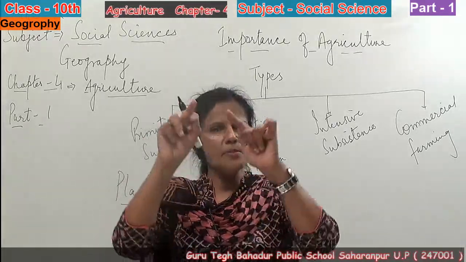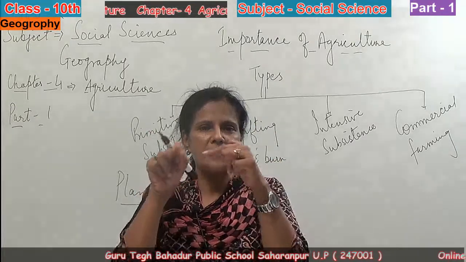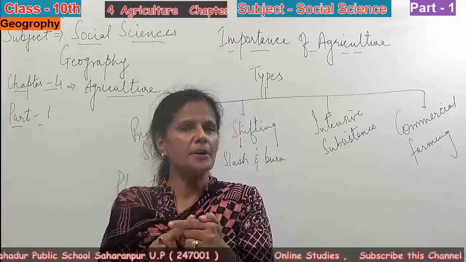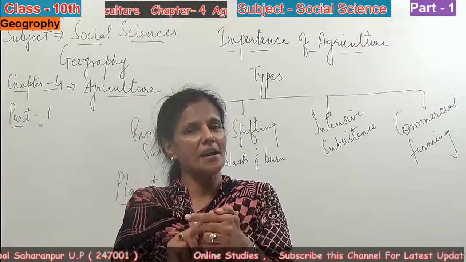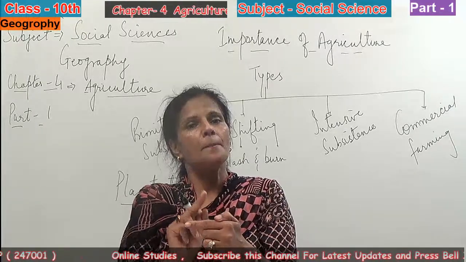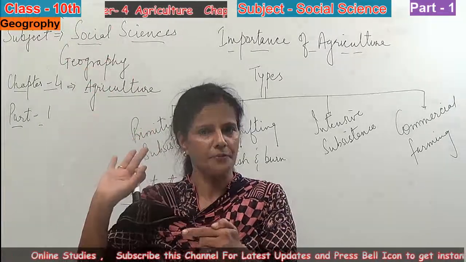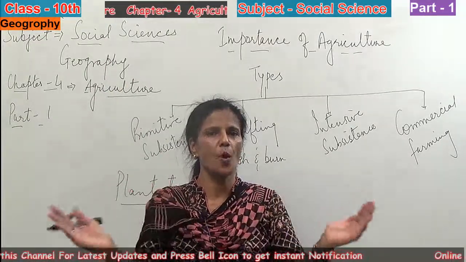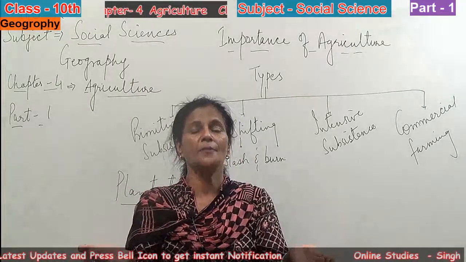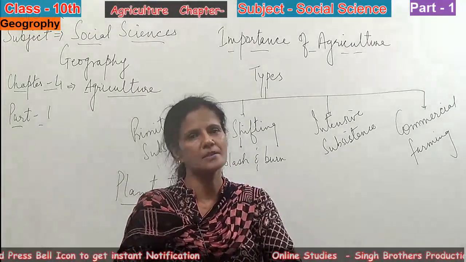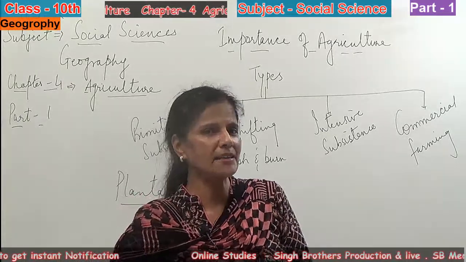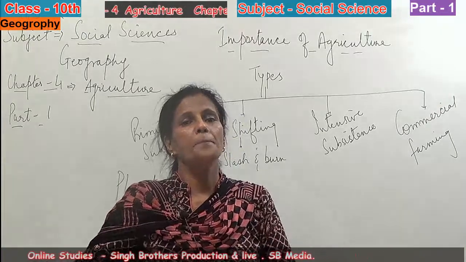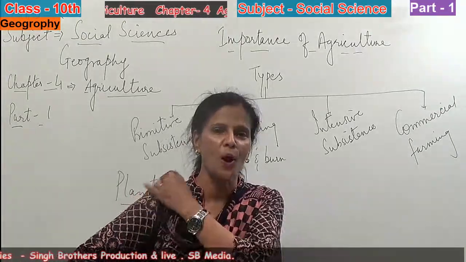Now the term tells you what type of farming this is. Primitive: you have been studying this word right from your junior classes. Primitive means very old. Subsistence means for our own consumption, on small patches. Farming means agricultural practice. Do you get it? Yes, even today, in many pockets of India, primitive subsistence farming is going on.